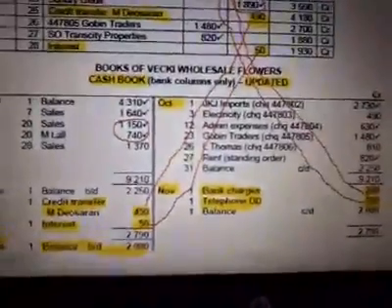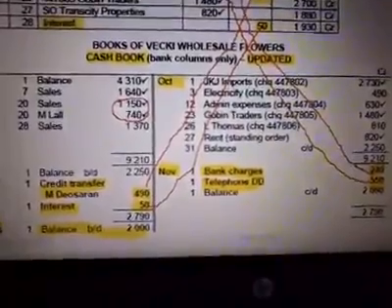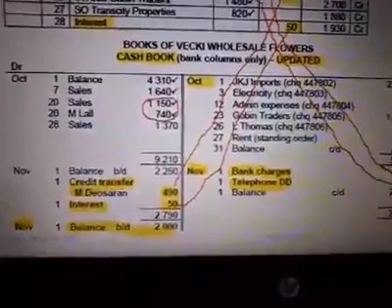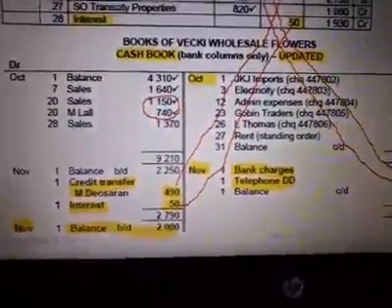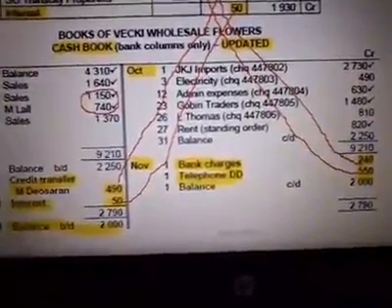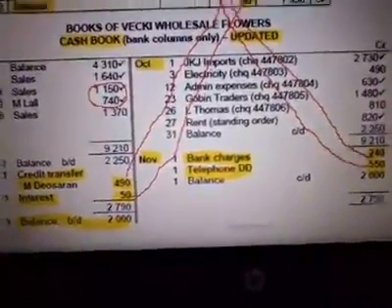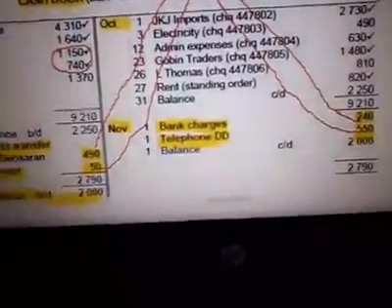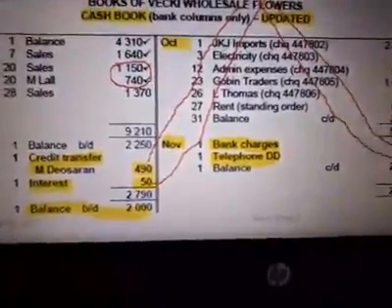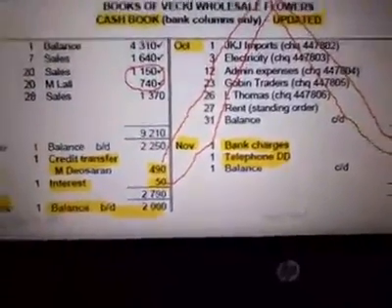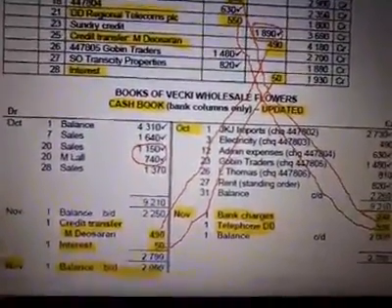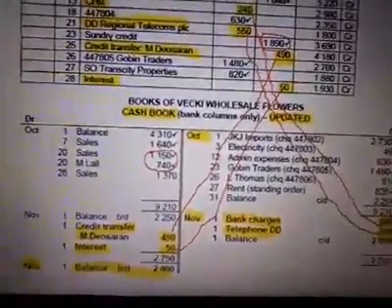Then we need to calculate both sides, to see which amount is more. It appears that in the updated cash book, the debit amount is more than the credit amount. So that's why on the credit side we need to find the balance c/d, and the balance c/d is $2,000. This would be the balance b/d in the next month.